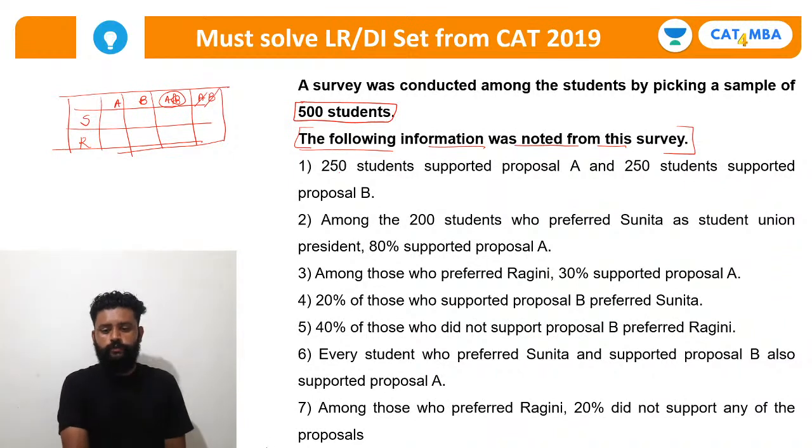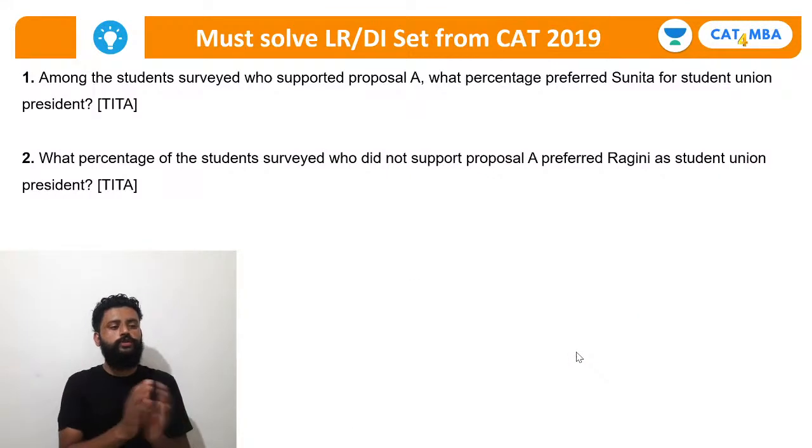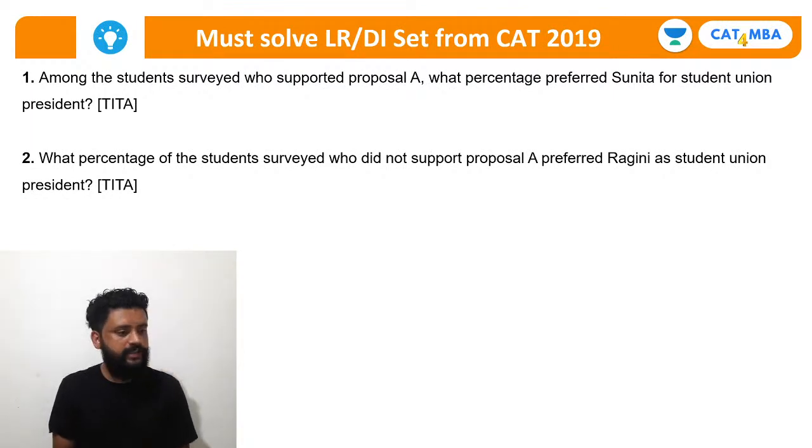Okay, so both of you understood now. Okay, I'll show you the questions. Look at the question level. Among the students surveyed who supported proposal A, what percentage preferred Sunita for student union president? And what percentage of the students surveyed who did not support proposal A preferred Ragini as student union president? So these are the 2 questions.